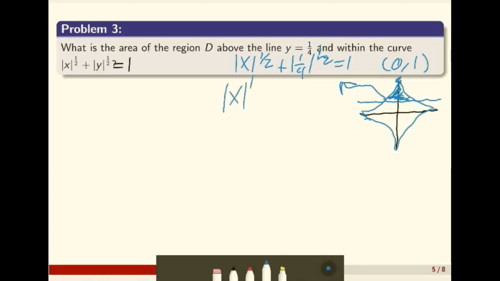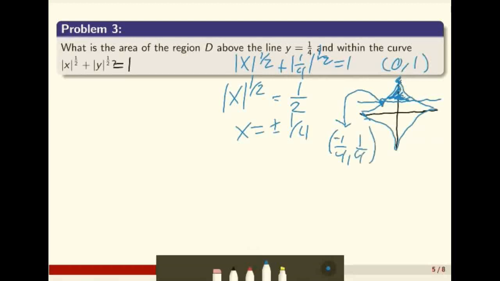So this equation is the absolute value of x to the 1/2 plus 1/2 equals 1, or subtracting over to the other side, equals 1/2. This is satisfied when x, if we square both sides and recognize that the absolute value is suppressing the sign, is plus or minus 1/4 as well. And so our points of intersection are (-1/4, 1/4) for small x, and (1/4, 1/4) for larger x.